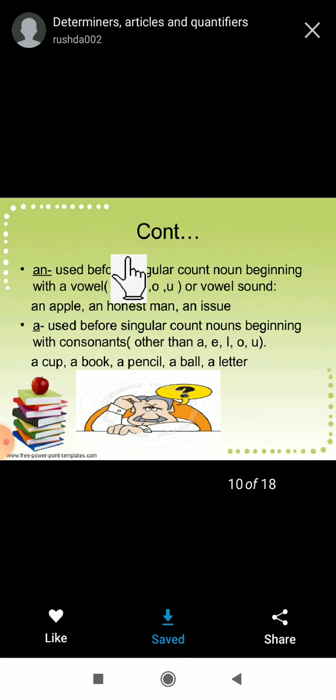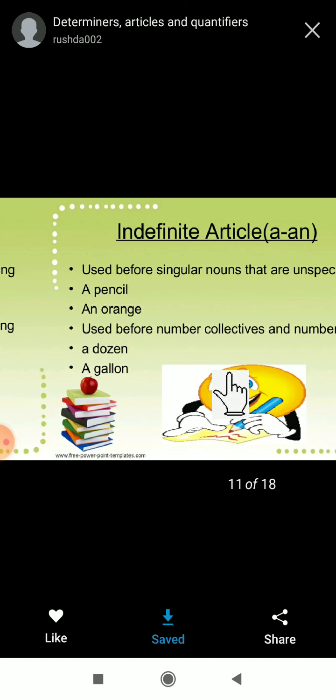Now see here, an is used before a singular count noun beginning with a vowel sound, like an apple, an honest man, an issue. And a is used before singular count nouns beginning with a consonant sound. A, e, i, o, u are vowels, and other than these are called consonants, like a cup, a book, a pencil, a ball, a letter.